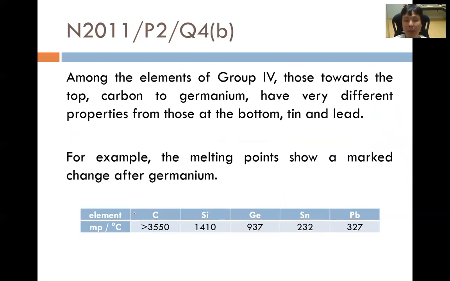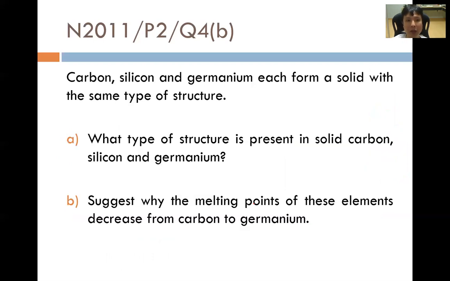November 2011, paper 2, question 4b. Among the elements of group 4, those towards the top, carbon to germanium, have very different properties from those at the bottom, tin and lead. For example, the melting points show a marked change after germanium. And the question is that carbon, silicon, and germanium all form a solid with the same type of structure. What type of structure is present in solid carbon, silicon, and germanium?